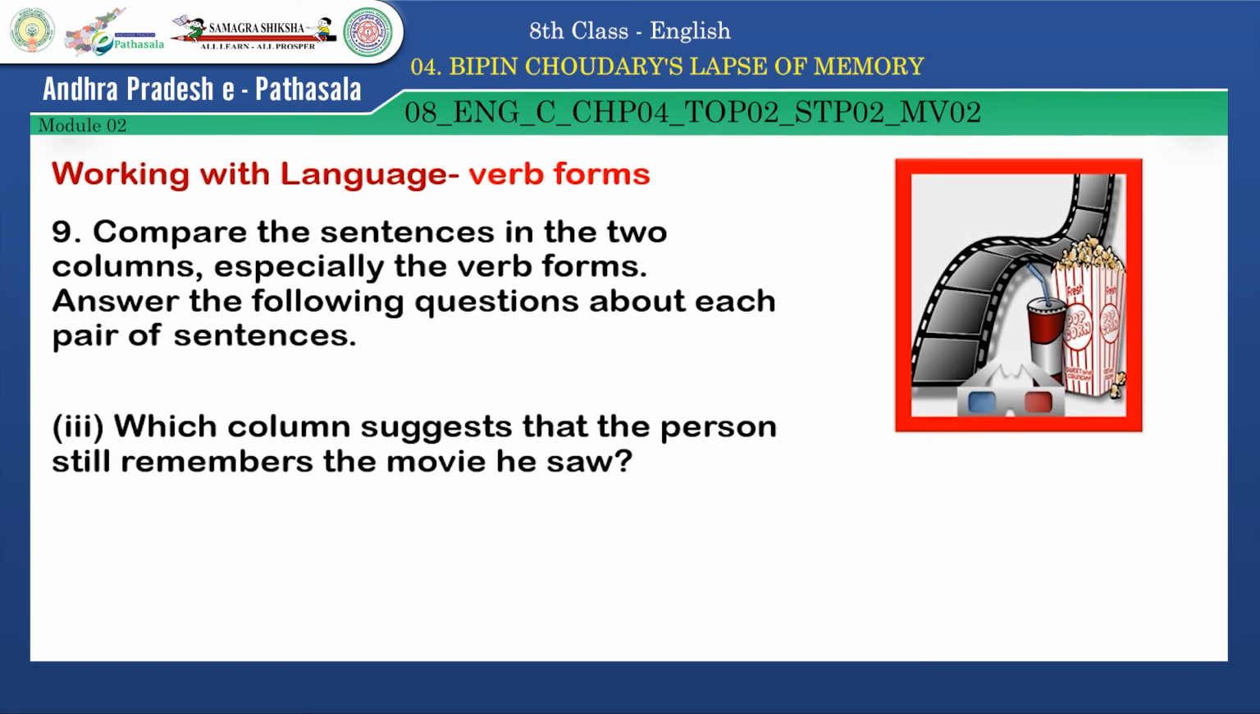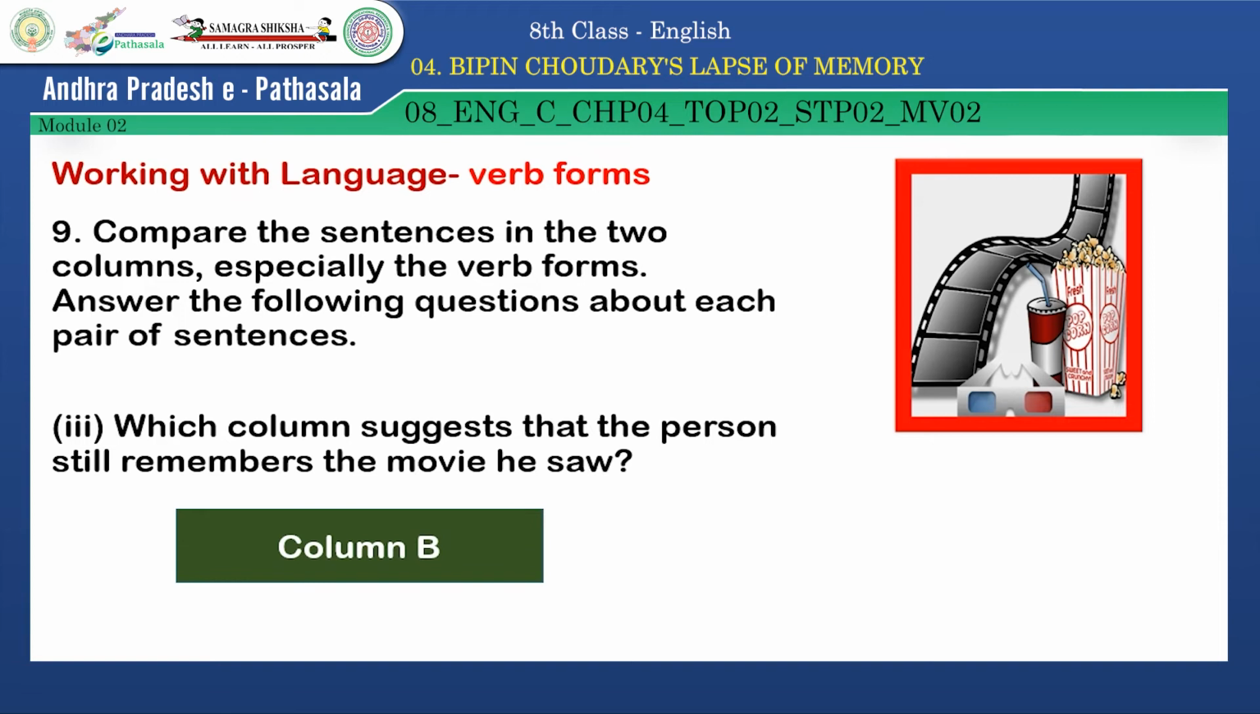Before answering, just look at the question once again. Which column suggests the person still remembers the movie he saw? Yes, you are right. It is in column B. Very good.